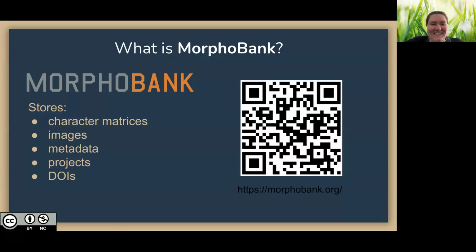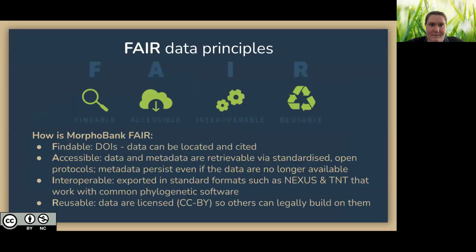And then MorphoBank stores metadata. We have various forms of projects and folios. Folios would be a form of projects for images. And then all of the data that you add to MorphoBank is given a DOI. So this is great for linking and for citation purposes.